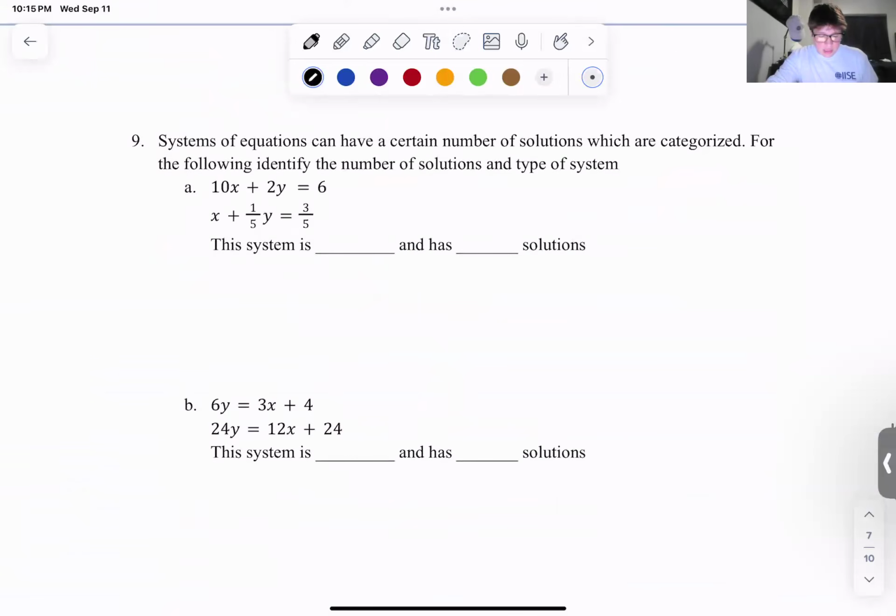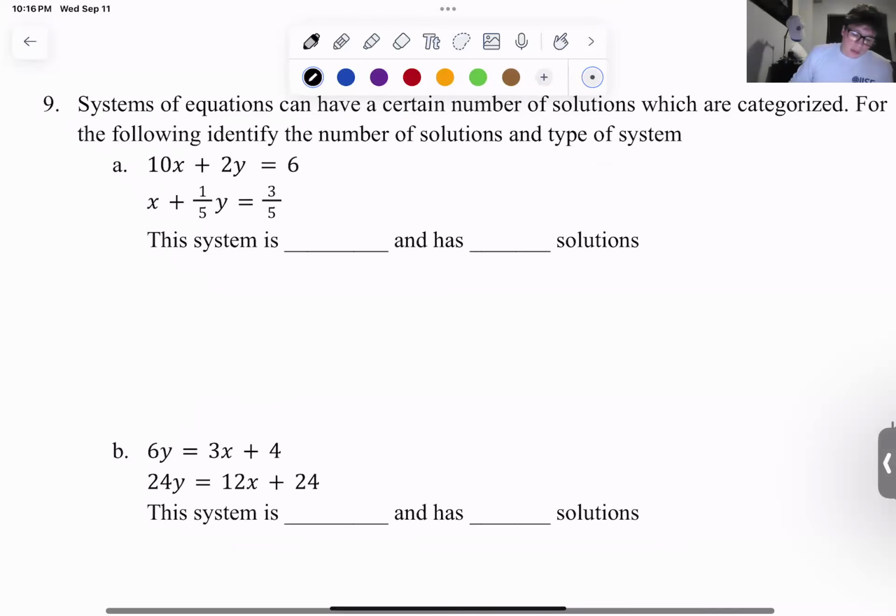But now let's get to the next set of questions. Systems of equations can have a certain number of solutions, which are categorized for the following. Identify the number of solutions and type of system. The system is blank and has blank solutions. Okay, well, we have to figure out what the solutions are, how many of them there are, and what type of system it is. You can do this two ways, the addition method or the substitution method. I guess you could also put it in a matrix, but try to stick to the addition and substitution method.